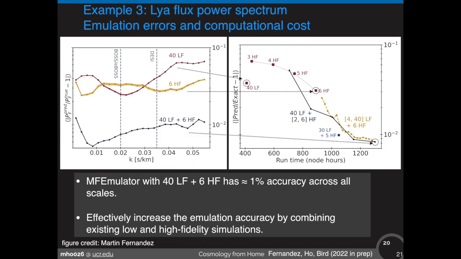However, as you can see in this error plot, summing over the redshifts, the multi-fidelity emulation is much better than just using single fidelity. On the right hand side, you have the prediction errors versus runtime. You can see the multi-fidelity emulation actually scales pretty well. You get very good accuracy using very low runtime. But the key point of this work is that it is possible to apply multi-fidelity emulation on hydro simulations.